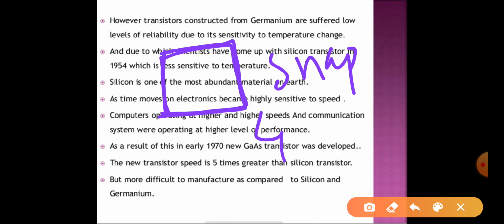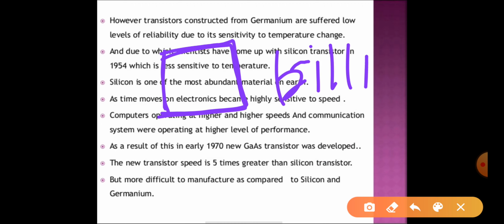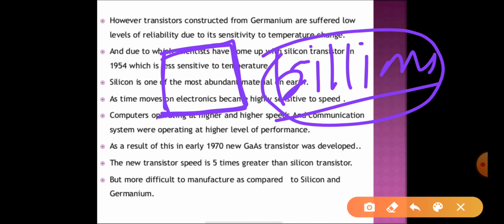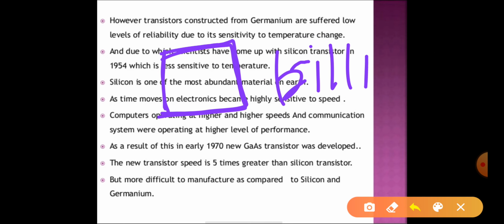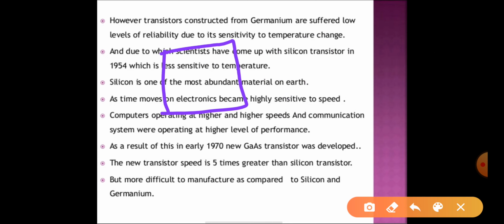Suppose this is the actual size, and the very basic element of this microprocessor is transistors. Billions of transistors are there in the microprocessor, and with the help of those transistors, this microprocessor works. If the number of transistors is more, then your speed of operation will be more. That's why we are talking about transistors and diodes.